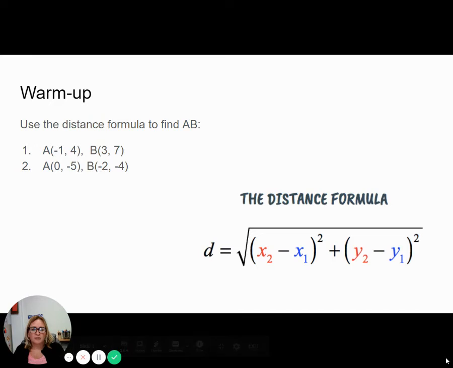Today, we are going to start a new concept, but first, I want us to practice the distance formula from a couple of weeks ago. So, I've provided you the formula, and I want you to use it to find the distance for AB for both of these examples.